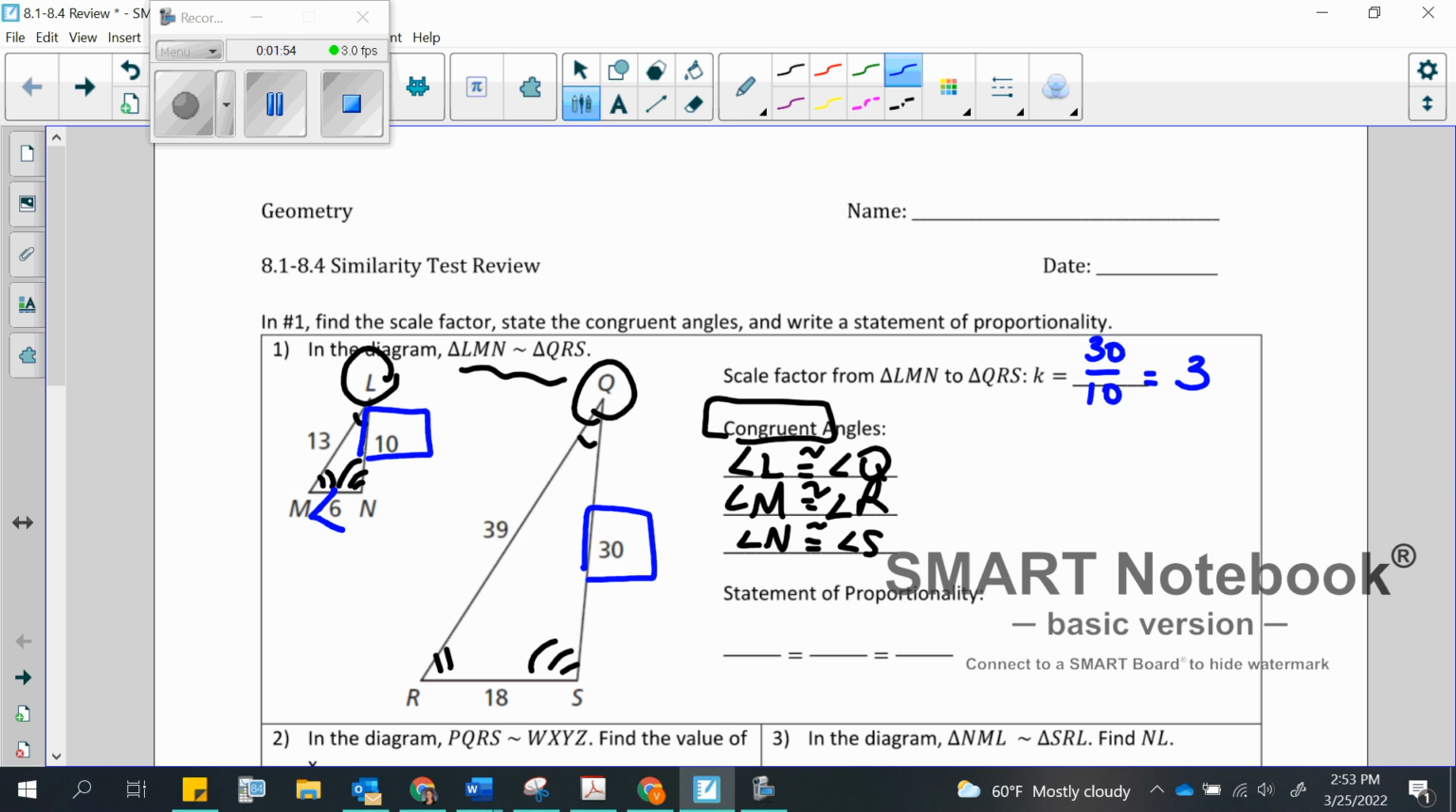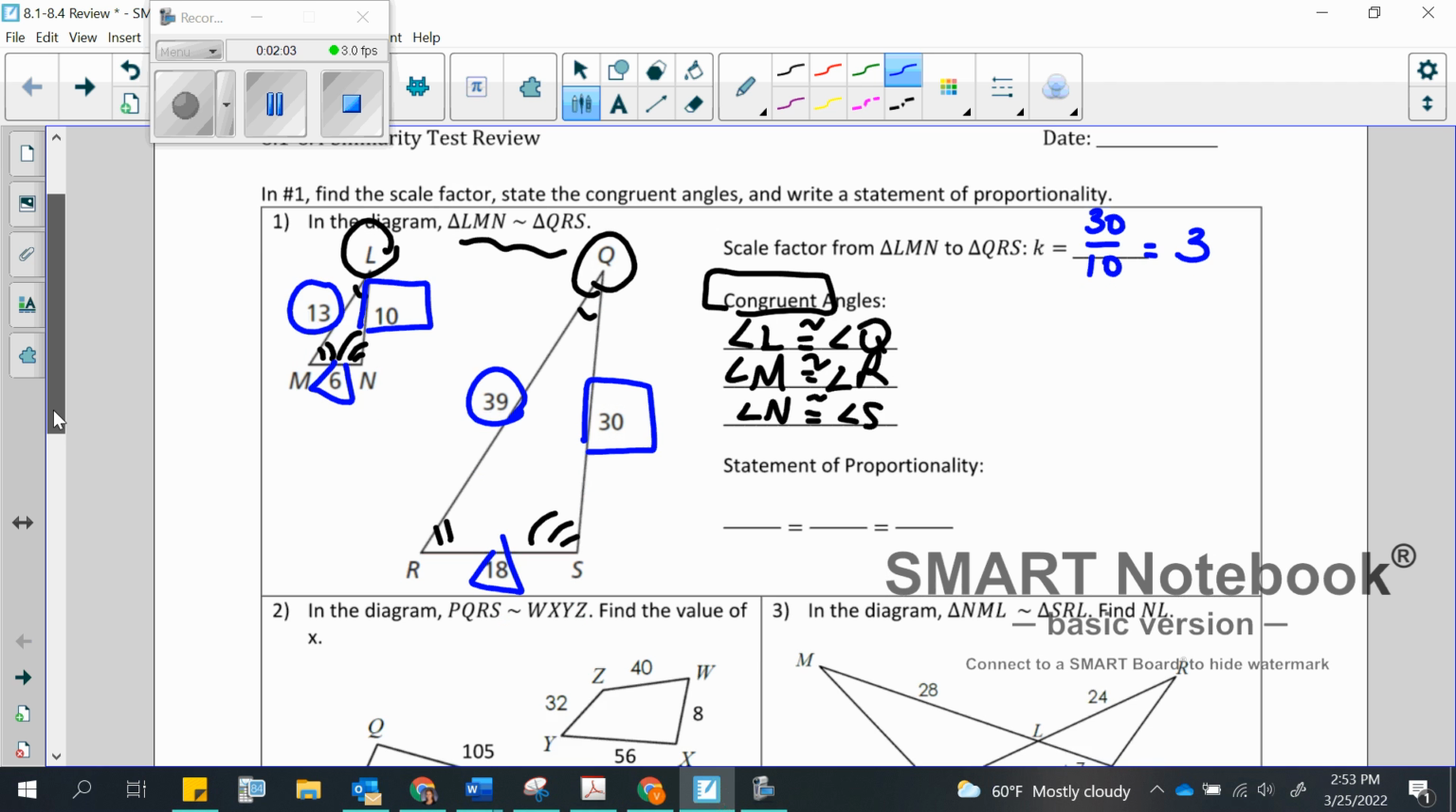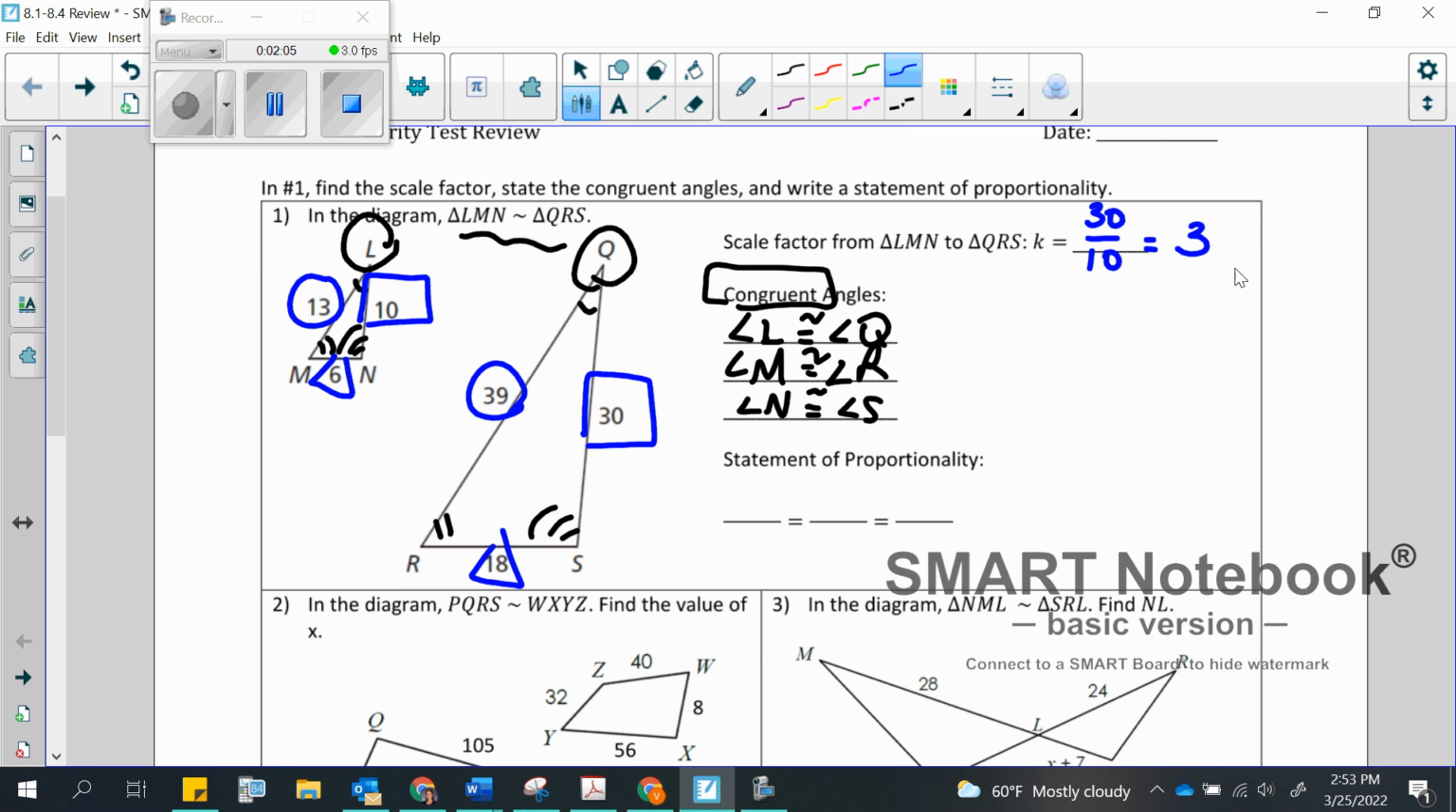Remember, you can pick any two sides that are corresponding to one another. And what tells you the sides that are corresponding? So 39 over 13 would be 3, 18 over 6 would be 3. So either way, you would get your scale factor is equal to 3. And it's always new over old.